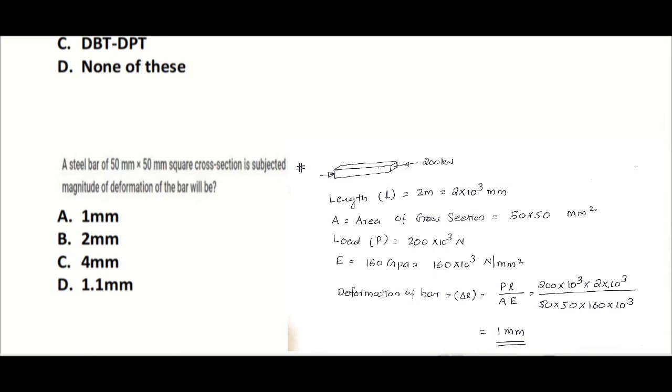So the relation between delta L and the load is: deformation of the bar delta L is equal to PL by AE. All the parameters are known. Substitute the values of P, L, A and E. From that we can find the deflection delta L is equal to 1 millimeter.